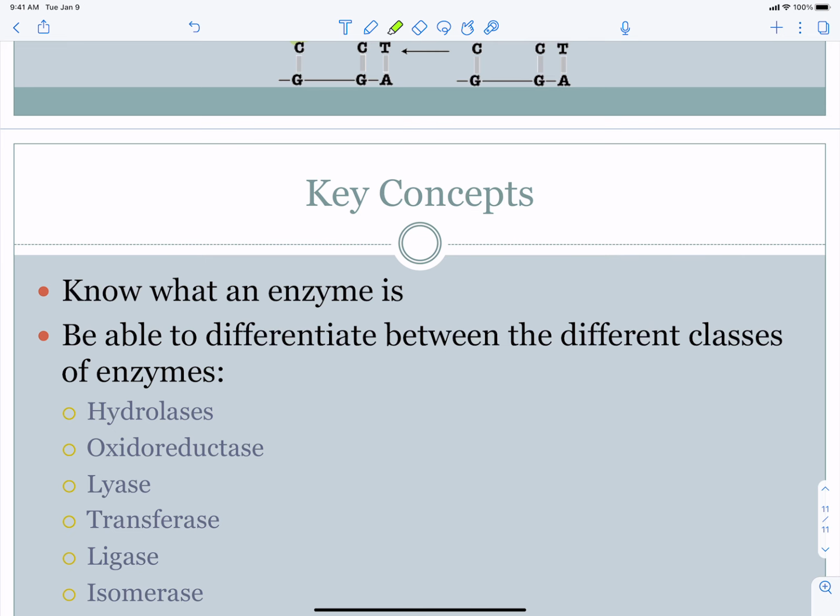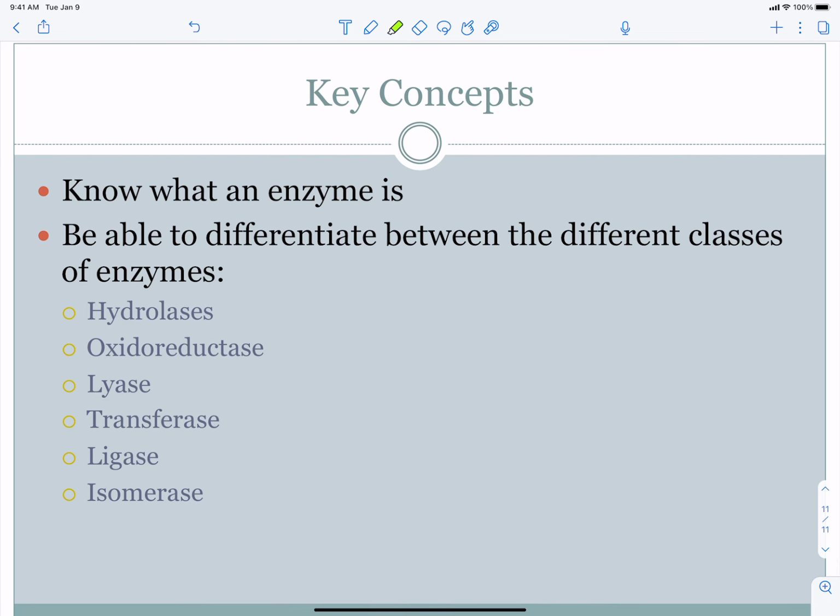Okay, so basically here, know the different enzymes: know your hydrolase, oxidoreductase, lyase, transferase, ligase, and your isomerases. And that is the end.